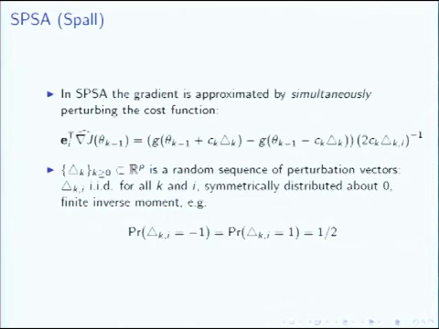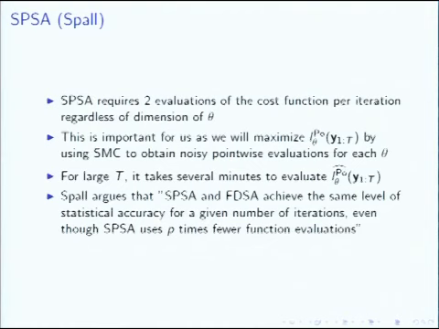As for the scheme for how you generate these perturbation vectors, they are random. It's not really important. The point is that you have 2 evaluations of the cost function per iteration regardless of the dimension of theta. This is important for what we want to do because this is the cost function we want to maximize. If T is very big, every time we change theta, we don't want to have to wait several minutes for an iteration to update theta.